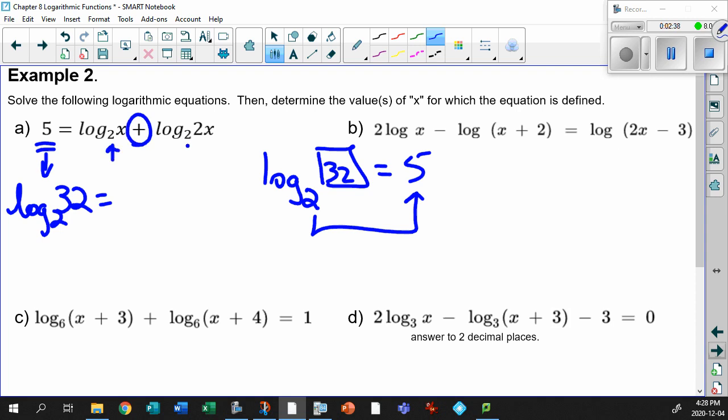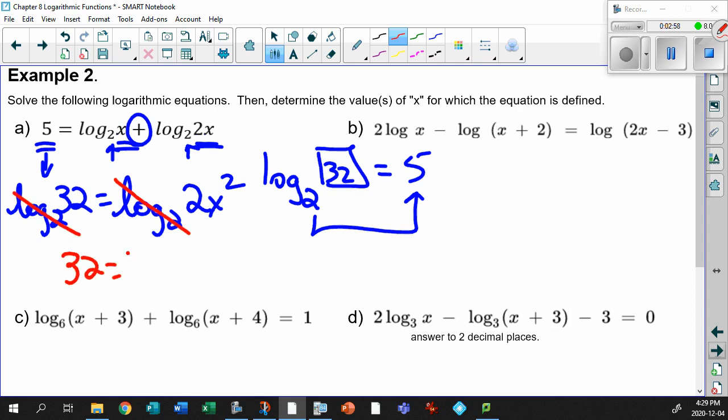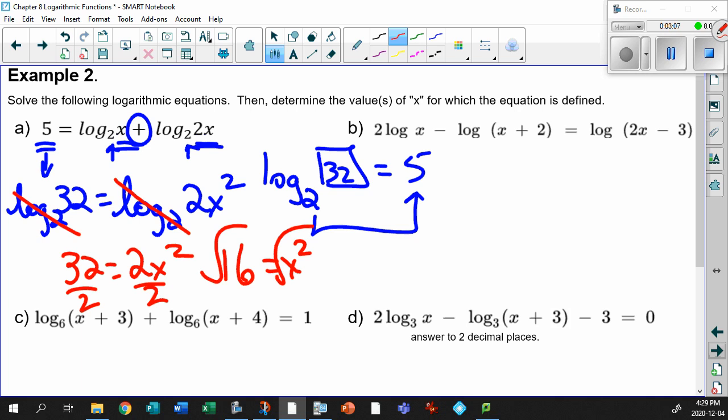Because they're common bases, look what I can do with this. I can multiply them. This is going to be log base 2 of x times 2x, which is 2x squared. And like I said before, you can cancel out the common log to give you 32 equals 2x squared. Divide by 2, you get 16 equals x squared. Square root: x equals plus or minus 4, right?